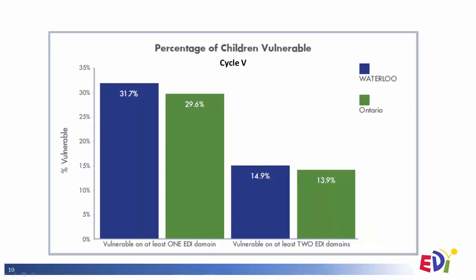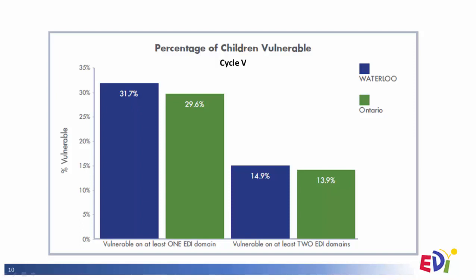Now, looking at comparisons between Waterloo Region, shown in blue, and Ontario in green, in Cycle 5. Waterloo Region has a higher percentage of children vulnerable on 1 or more domain, as well as a higher percentage of children vulnerable on 2 or more domains. On the left, we see the percentage of children vulnerable on at least 1 domain in Waterloo Region was 31.7% compared to 29.6% for the province of Ontario. This is a meaningful difference.